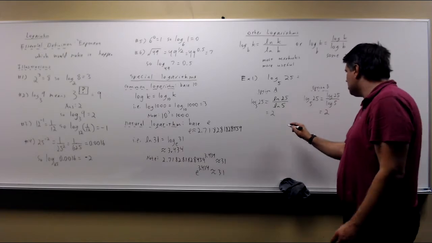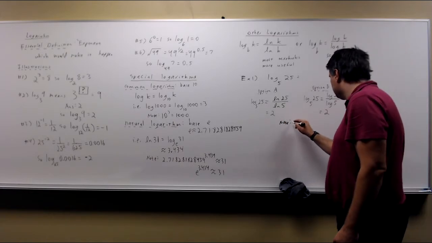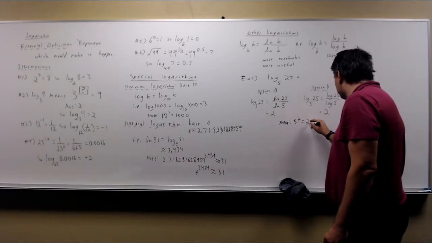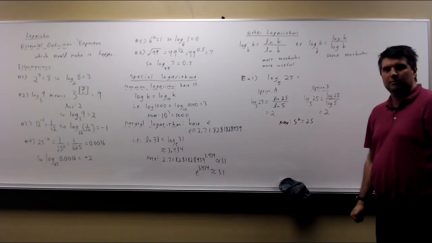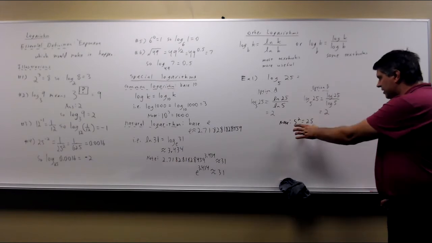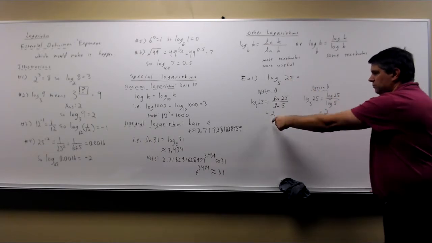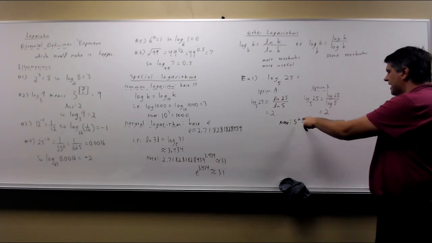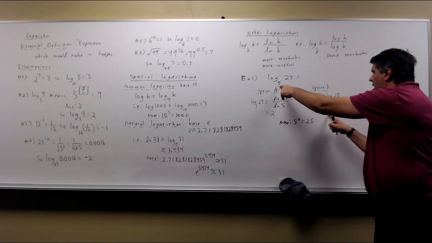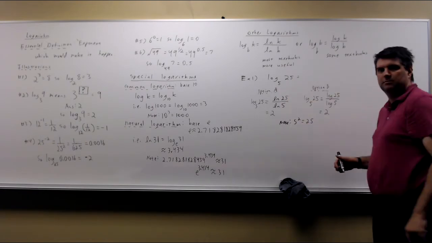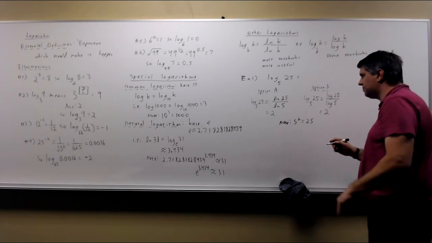Okay? Note, 5 squared is 25. You don't need to do this step. If it just asks for the log, you just need to stop at 2. But I'm trying to make the connection between logarithms and bases and exponents.